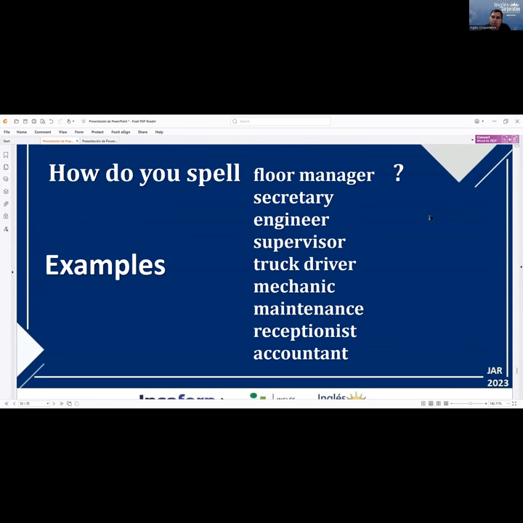How do you spell floor manager? How do you spell secretary? How do you spell engineer? How do you spell supervisor? How do you spell truck driver? How do you spell mechanic? How do you spell maintenance? How do you spell receptionist? How do you spell accountant?